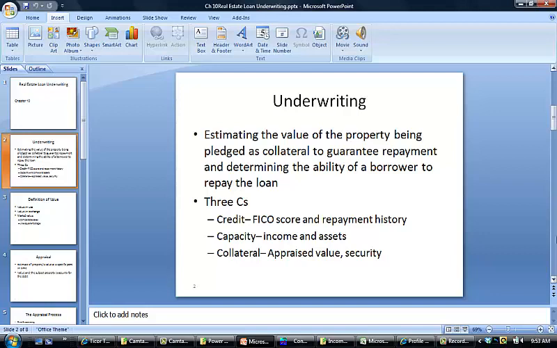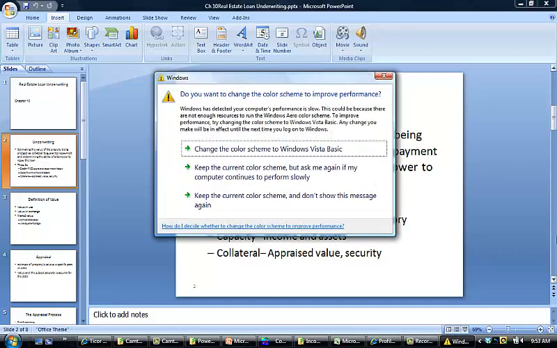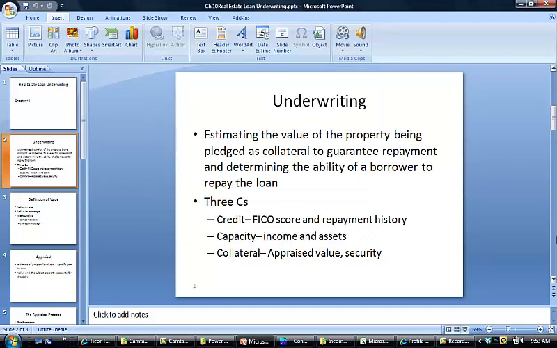Do they have the 3 C's? And remember this for your project, because you're going to be identifying the 3 C's of your borrower. Do they have good credit? Do they have good repayment history? Do they have experience in credit? Do they have the capacity? Do they have the income and the assets to close on the loan?